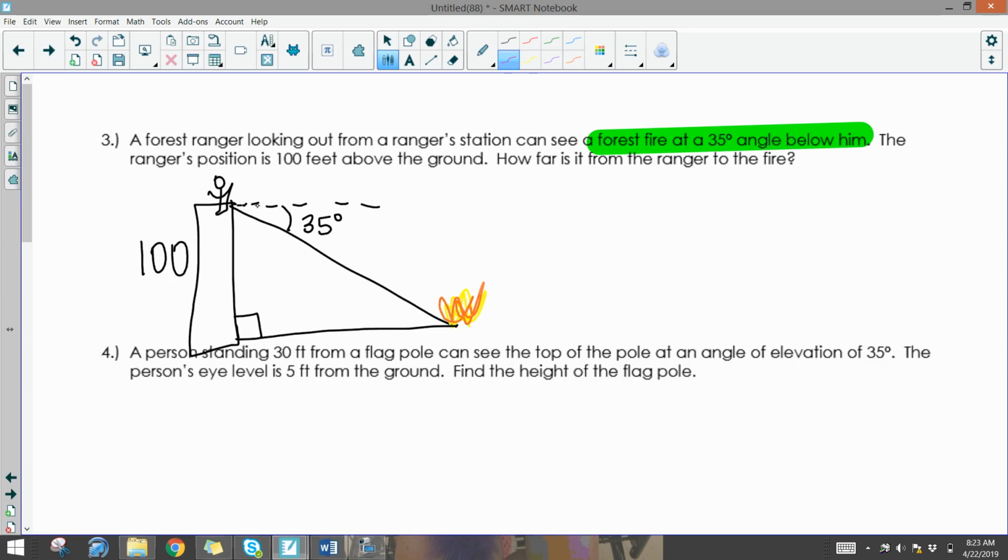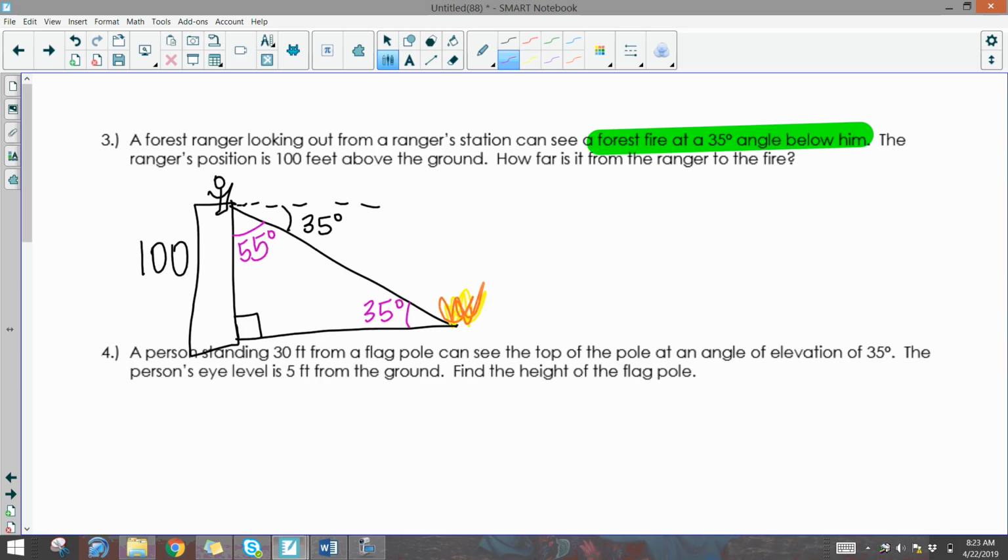We know that if we draw a straight horizontal line, this needs to be a 90-degree angle, because this is horizontal, it's also a 90-degree angle. So this is going to be 55 degrees. You also can use alternate interior angles and say that means this is 35 degrees.